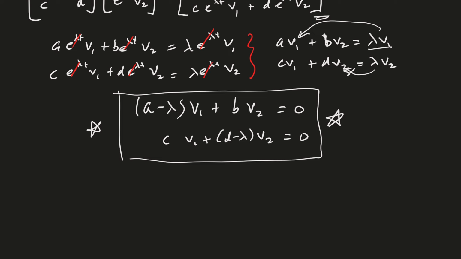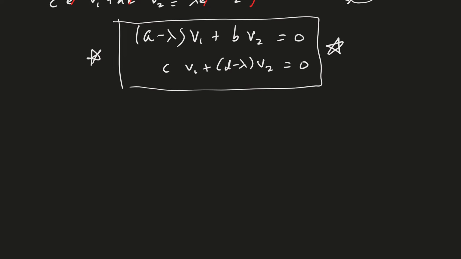And so, how many solutions are there to this system of equations? Well, we know that v1 equals 0 and v2 equals 0 is always a solution. But we want the vector v not to be equal to 0 by definition. So the vector v cannot be 0 in our system. And so that means that this only has a solution when? Do you remember Cramer's rule, determinant?